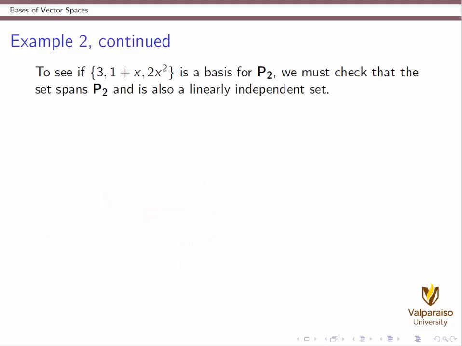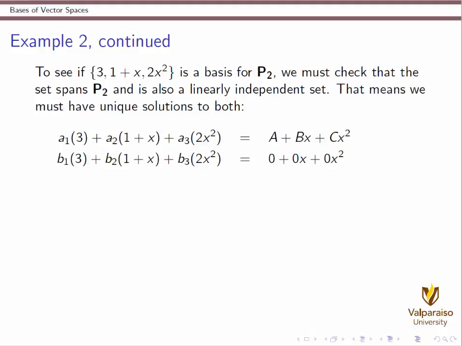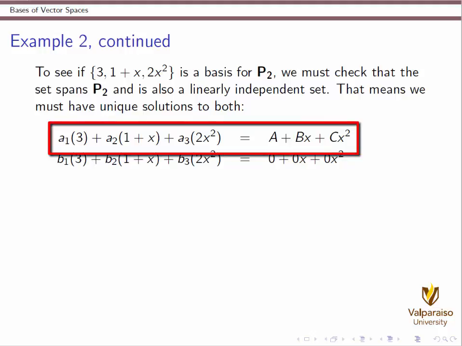To see if that set is a basis for P2, we have to make sure it spans all of P2 and is also linearly independent. So here are 2 equations which check out these 2 things. The top equation is taking a linear combination of the 3 potential basis vectors and using them to try to build a randomly grabbed member of P2, which is capital A plus bx plus cx squared. What does it take for that to happen? Can we do it for a unique set of a1, a2, and a3 regardless of what's on the right-hand side? If so, this is a spanning set.